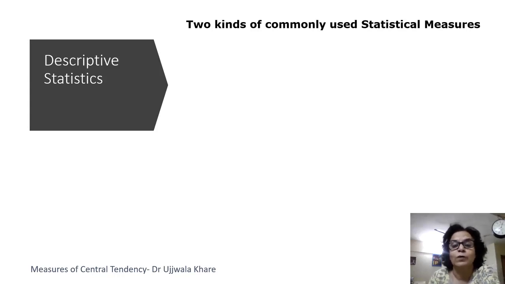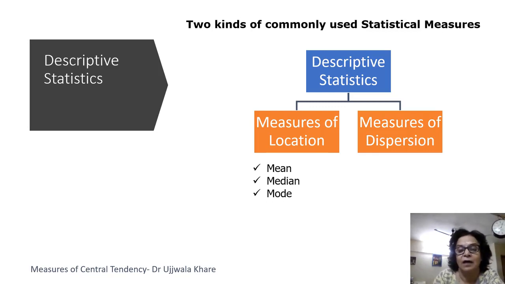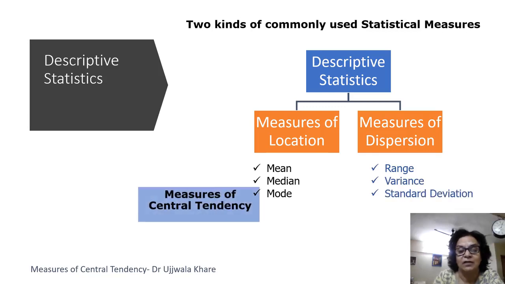Now there are two methods of statistical measures which we use. One is based on location and the other on dispersion. Now the location methods include mean, median and mode, and the methods of dispersion are range, variance and standard deviation. So the mean, median and mode are also known as measures of central tendency.